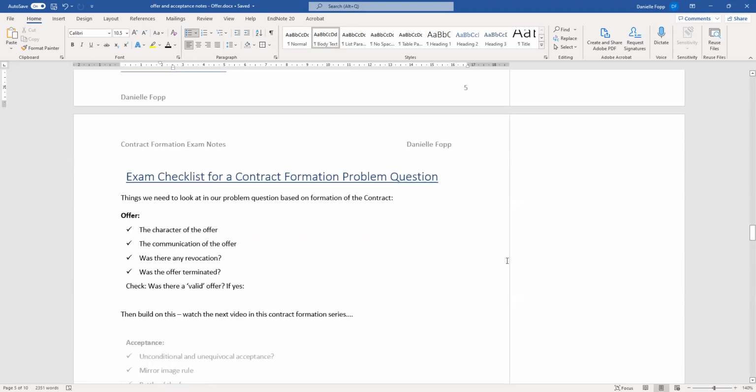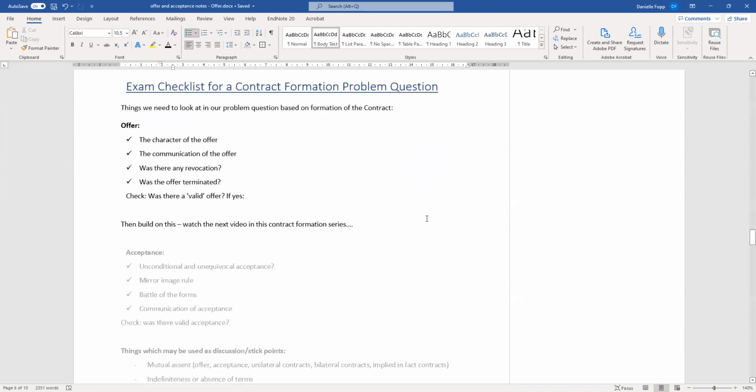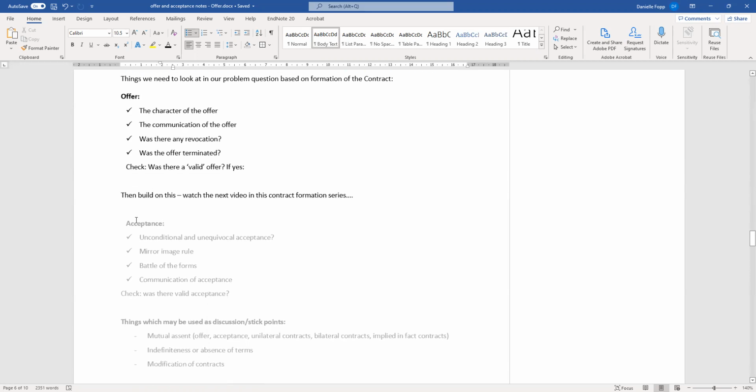What's also a great idea is to have an exam checklist, and we will build on this as we continue studying contract formation. So for example, if a second video is made on acceptance, you add this in, but it's got things we would look at in our problem question based on the formation of a contract. Handy to have either on a printed piece of paper so that you can physically tick it off, or have it in a document and highlight it as you go. And have we looked at the character of the offer, communication of the offer, any withdrawals, any terminations? Then we need to check at the end of it, well, was there a valid offer? If yes, we would then move on to acceptance.